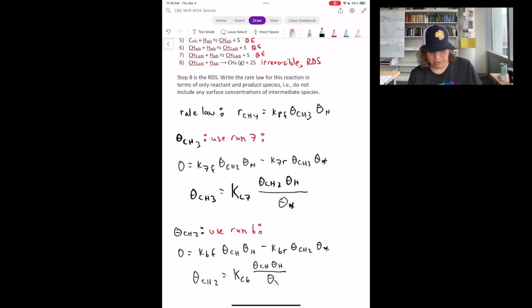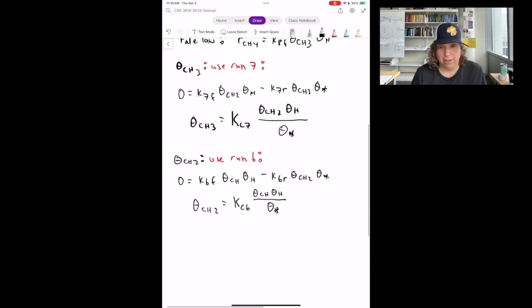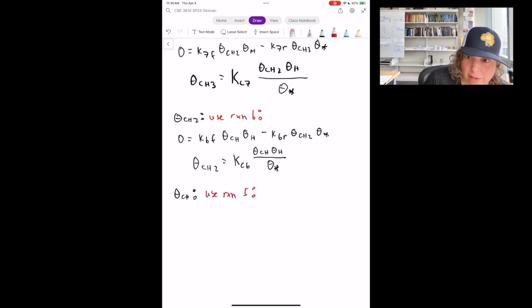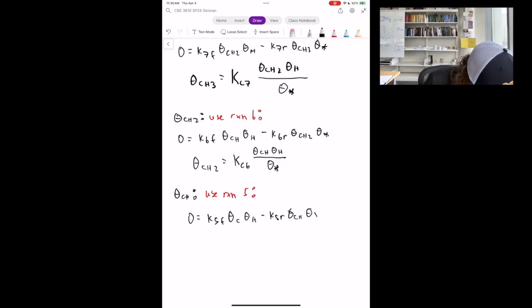In doing this, we notice that I introduced another coverage term, so now I need to go back and get that. So I'll say theta CH. I'm going to use reaction, I'm assuming 5, yes. So I can write down the rate of that reaction. It's also quasi-equilibrated, so the net rate is equal to 0. That allows me to solve for theta CH.